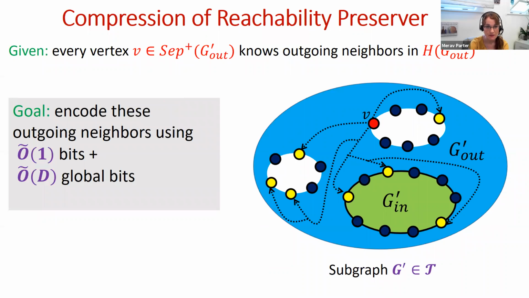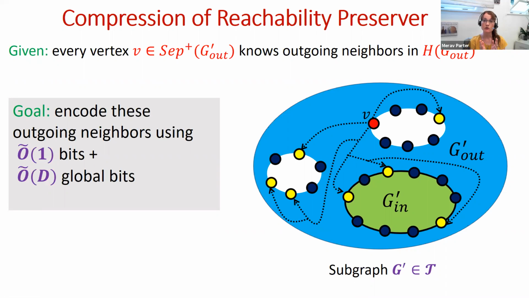Okay, so let me pinpoint the challenge a bit more in a more specific manner. We are looking at a vertex, this red vertex V, that is part of G prime out, and it knows the preserver for G prime out. It knows all its outgoing neighbors, but it might have order of d many outgoing neighbors. So we can't just let it send this number of neighbors to all of them, because we are going to have roughly d many nodes sending d many bits of information. That will be d square, and that's too much.